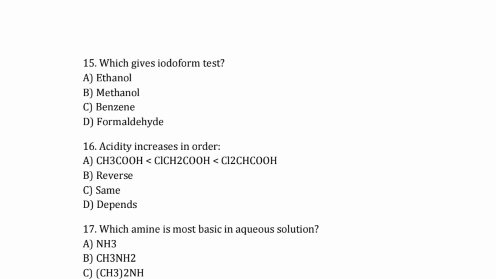Acidity increases in the order of CH3COOH, ClCH2COOH and Cl2CHCOOH. Greater the number of electron withdrawing groups, greater is the acidic character. So the acidity increasing order is CH3COOH less than ClCH2COOH less than Cl2CHCOOH. Yes, it is A.